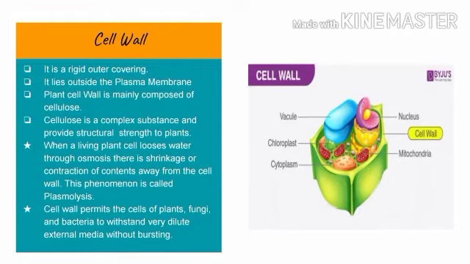Our next topic is the cell wall. It is the rigid outer covering. It lies outside the plasma membrane. The plant cell wall is mainly composed of cellulose. Cellulose is a complex substance and provides structural strength to plants.